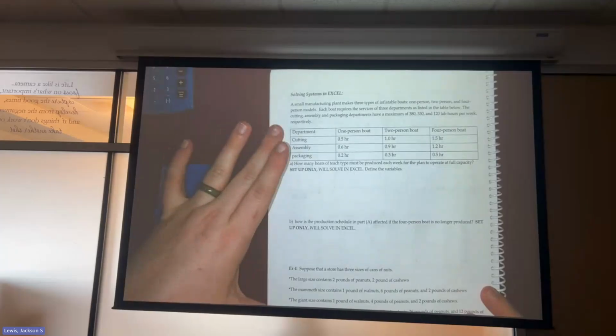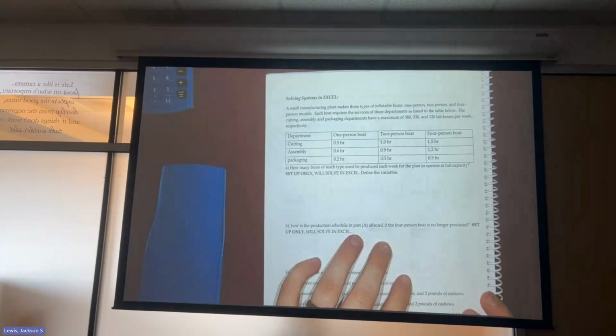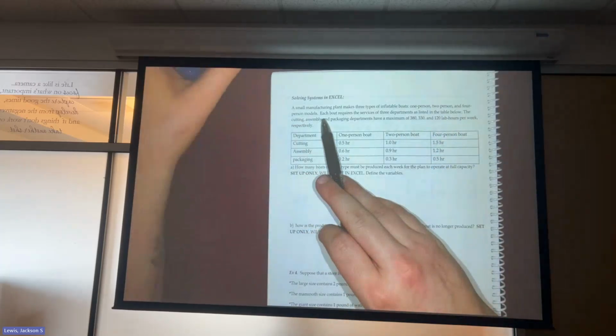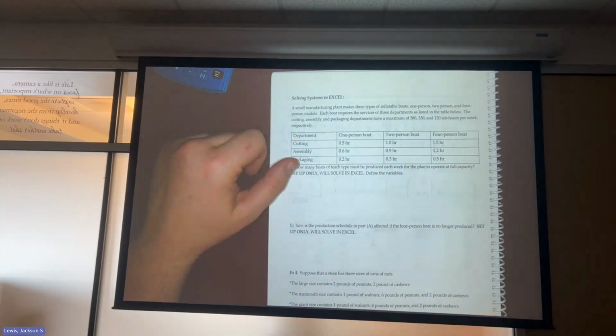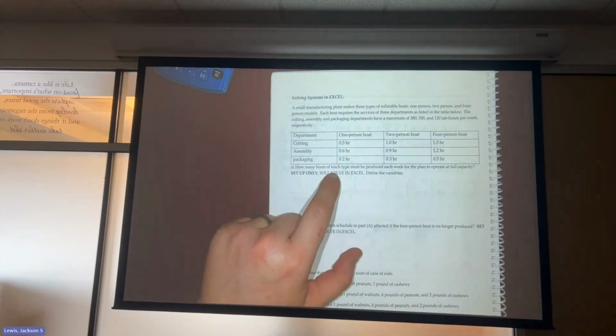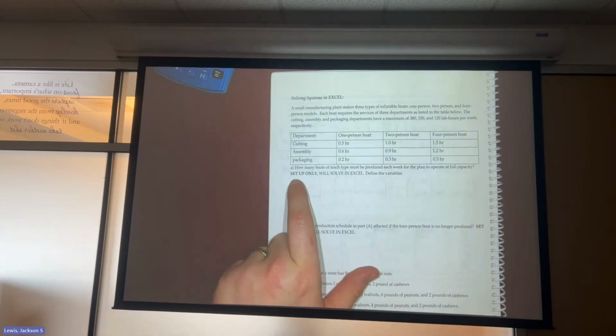All right. Solving systems in Excel. So we're just going to set up the problems, and then on Friday we'll go through and solve them in Excel with the lab. So it says a small manufacturing plant makes 3 types of inflatable boats: 1-person, 2-person, and 4-person models. Each boat requires the service of 3 departments as listed below. The cutting, assembling, and packaging departments have a maximum of 380, 330, and 120 labor hours per week, respectively. So then we're set up in this type of system right here. It says how many boats of each type will be produced each week for the plant to operate at full capacity, set up only, and we'll solve it in Excel.